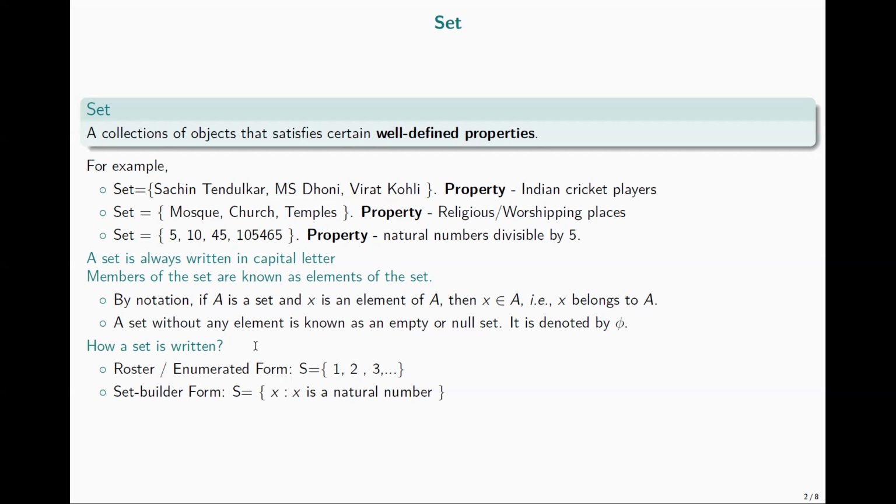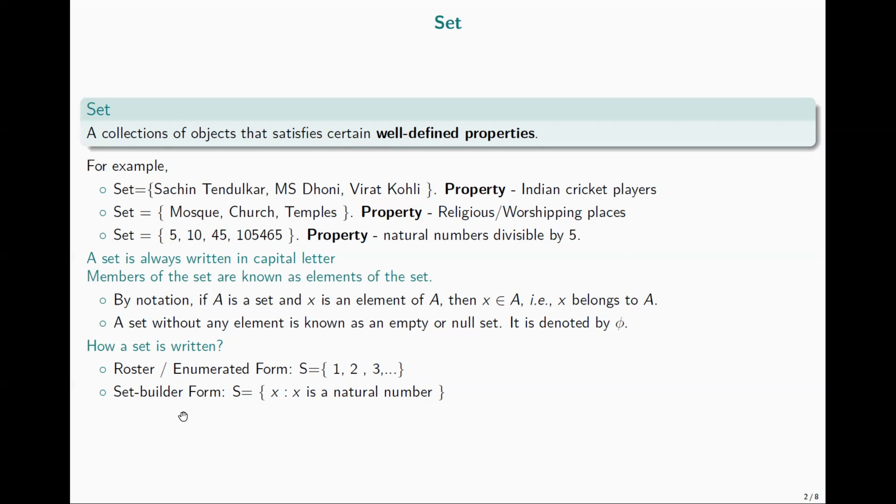A set can be written in two formats. One is called roster format or enumerated form. Another is called set builder form. So what is roster form? I have given one example here: in roster form, you write 1, 2, 3, 4, dot dot dot, listing the elements.